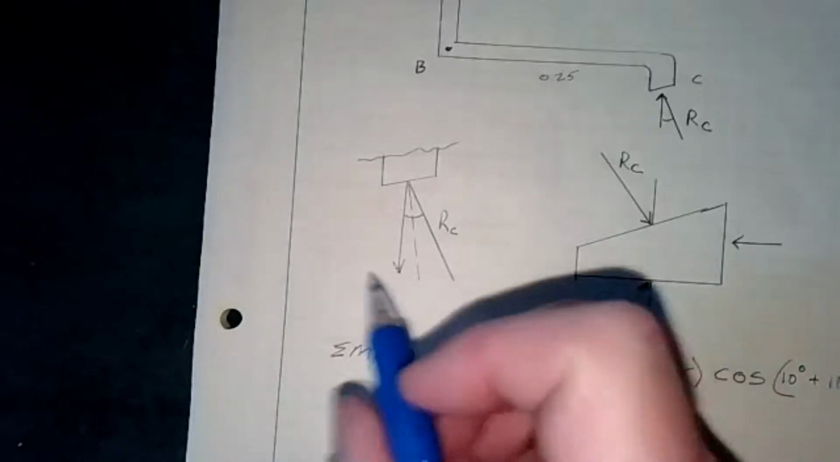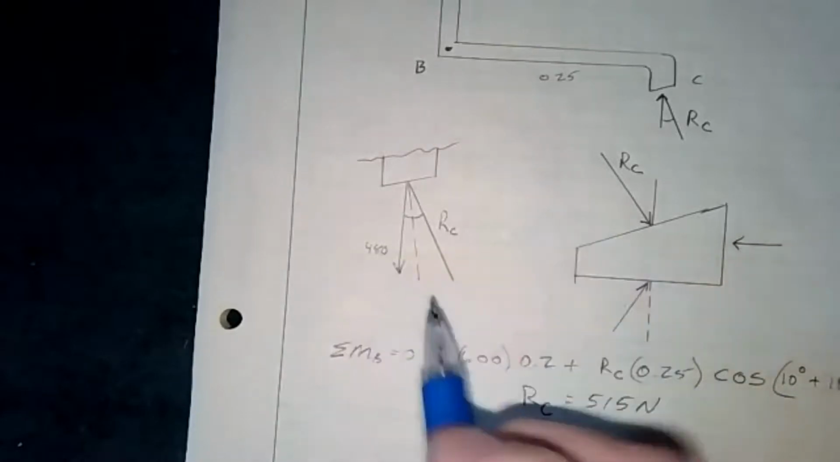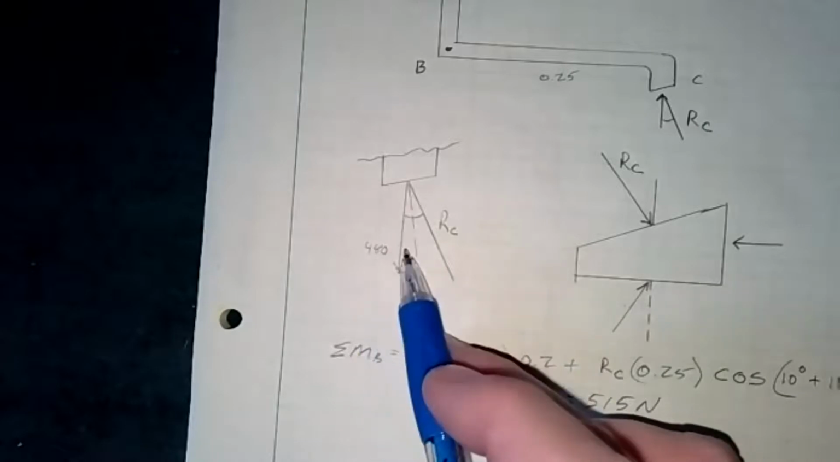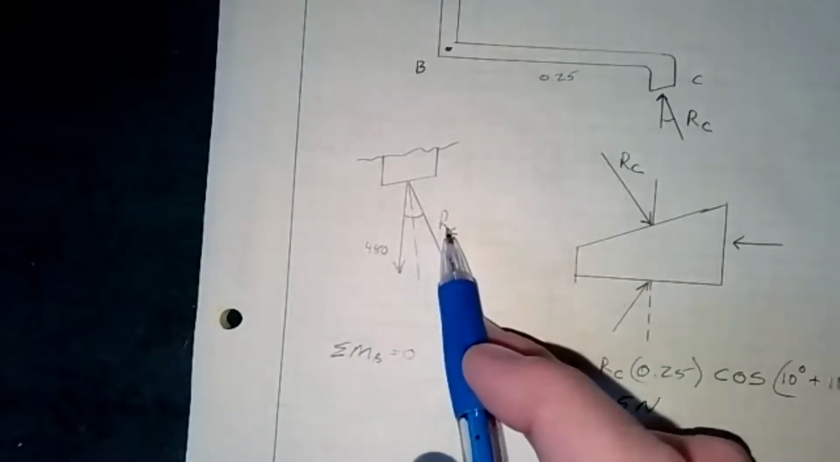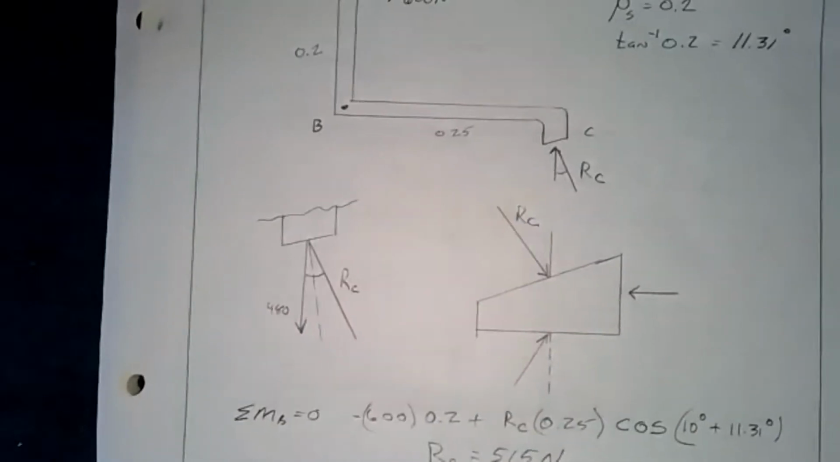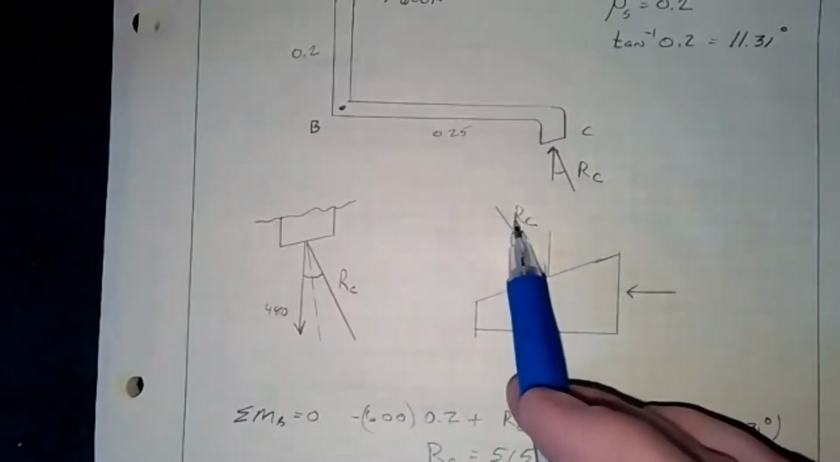Yeah, so this value here is about 480 roughly. And then, of course, we know that 480 divided by cosine of this whole angle is RC. So that's where that came from. The main point to understand is that we sum the moments to get RC. Got that.